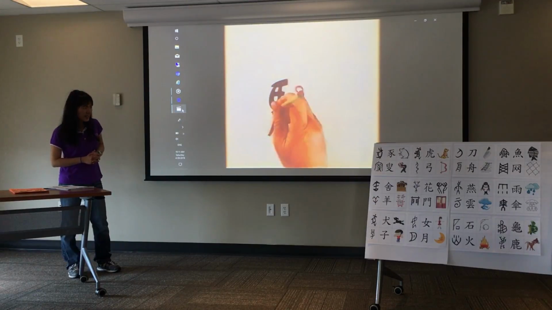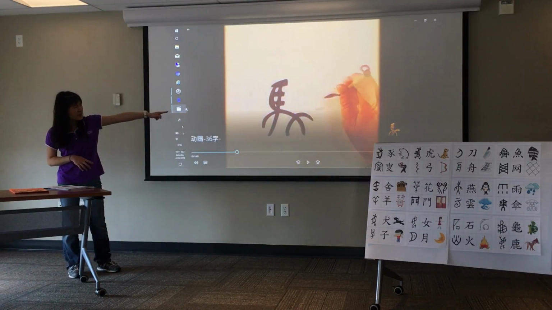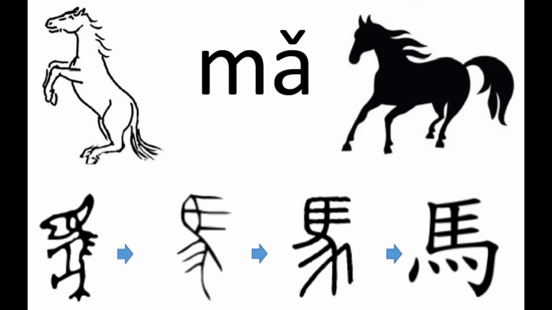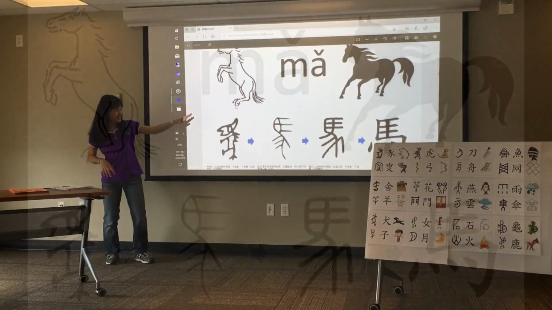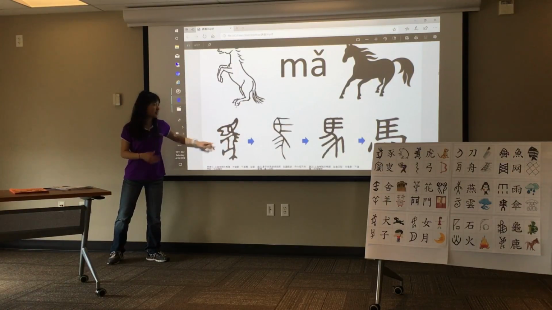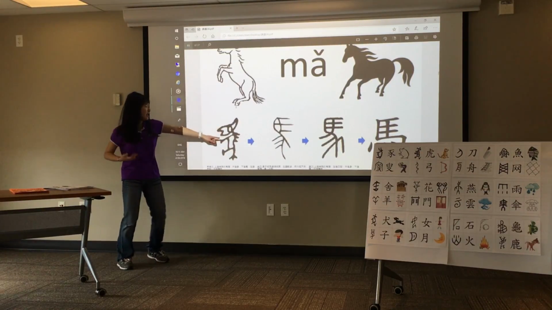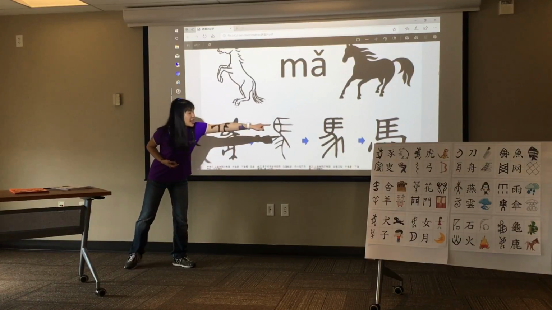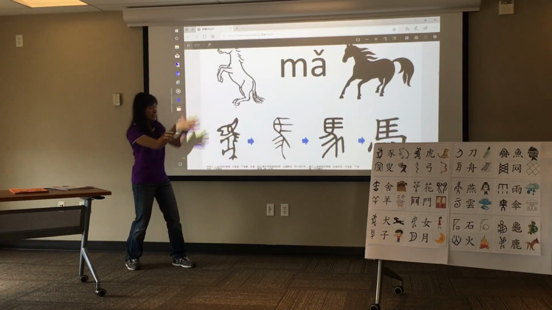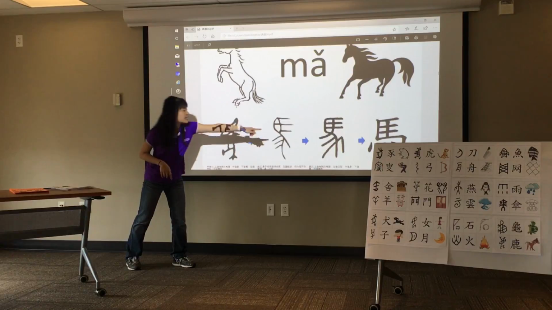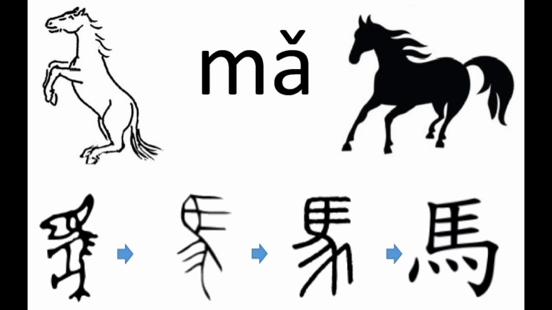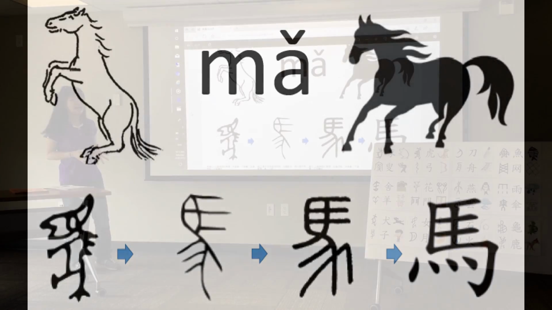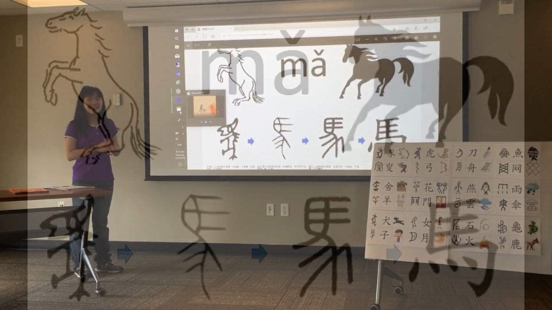Can anyone guess what animal this is? It's a horse. Yes, this is a horse. So this is how the word for horse came about. Most importantly, a horse has a mane on the back of his neck. So over time, that's still there. You can see the neck and the mane flying out behind it. Those are the 4 legs on the bottom, and that's the tail. So this is a word for horse, and it's pronounced ma. Repeat after me, ma. Ma.